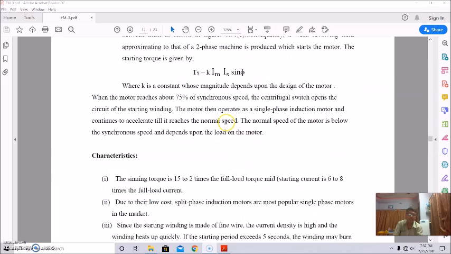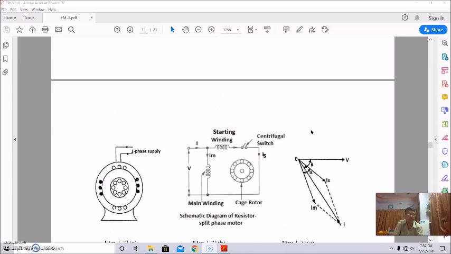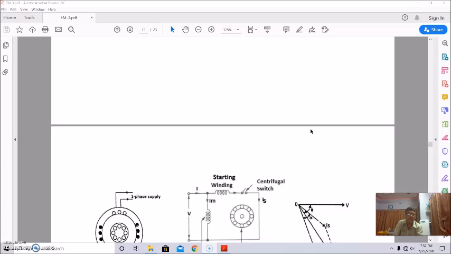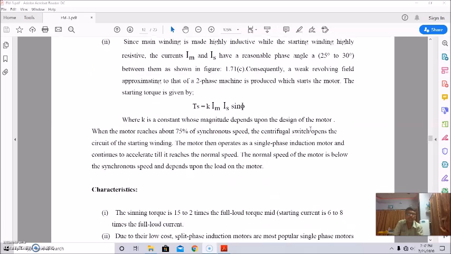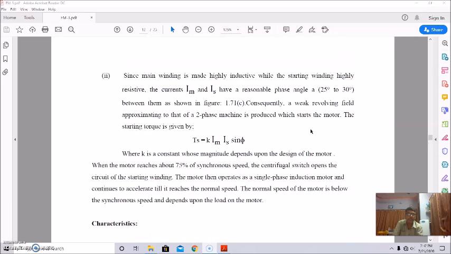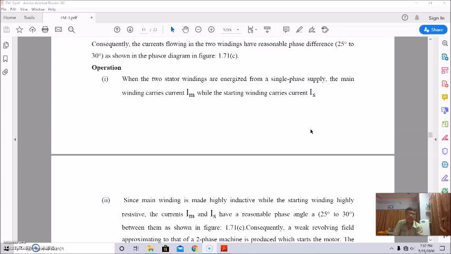That is shown in the diagram also here. This is the starting winding and this is the main winding, and the phase difference is around 25 degree to 30 degree, something like that. Okay, so now.